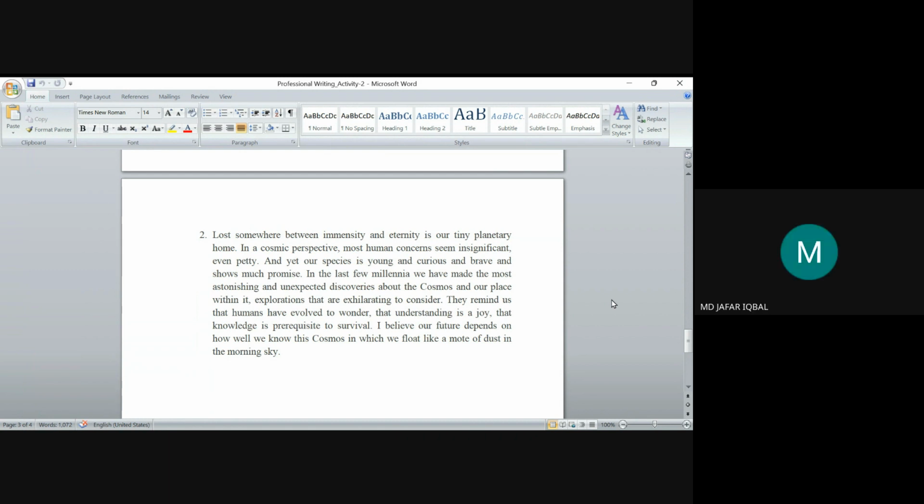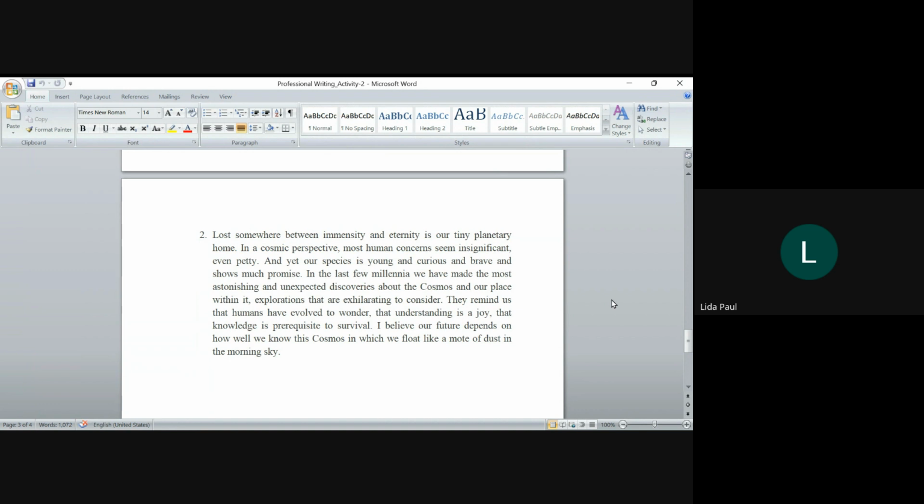Okay. Ma'am, survival. Survival is a prerequisite to survival. Survival is not a main thing. It is just mentioned as a supporting sentence of a major sentence, right? A topic sentence. So you can take cosmos. You can also consider these words like tiny, insignificant, young, and all that, right?